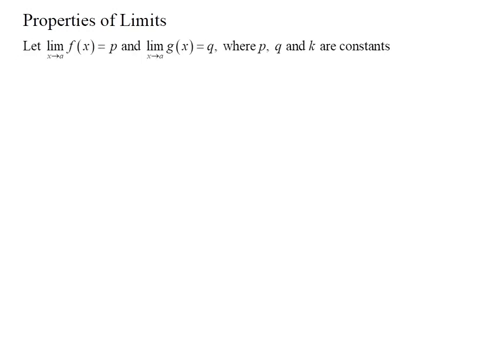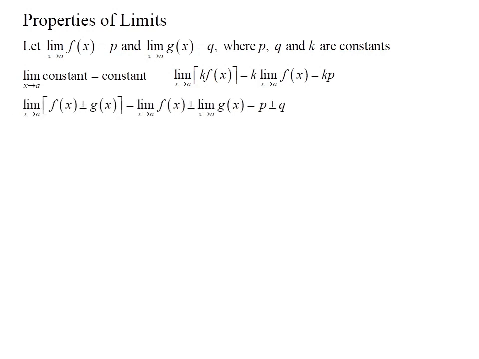Now let's talk about the properties of limits. The assumption here is that the limit of f of x equals p as x approaches a, and the limit of g of x equals q as x approaches a. The first property is that the limit of any constant as x approaches a certain value a is the same constant. The next property is the limit of a constant k multiplied by f of x as x approaches a equals the constant multiplied by the limit of f of x as x approaches a.